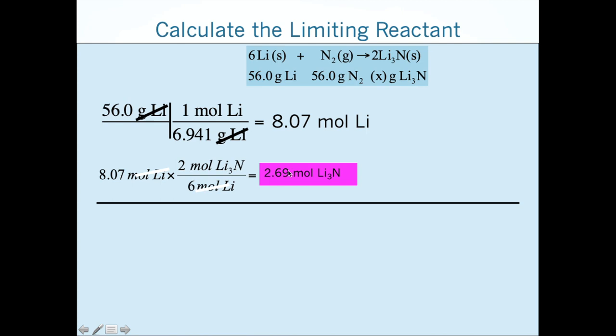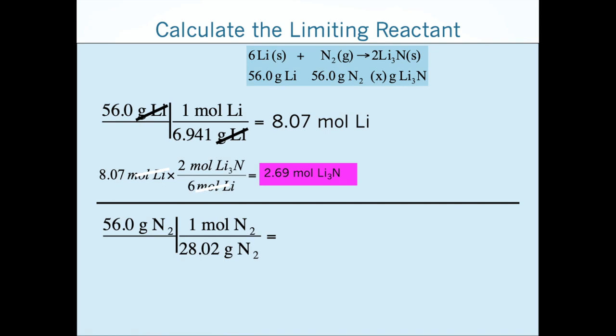So let's just stop here temporarily, and let's move on to the nitrogen and see how much lithium nitride we can get out of that. Well, we've got 56 grams of nitrogen. Of course, we can't stop there. We want to convert to moles of nitrogen. So look up nitrogen in your periodic table, and you'll see that the element nitrogen is 14 grams per mole, but keep in mind that nitrogen molecules are N2, so we've got to double that, so that's 28. So we take our 56, divide by 28 grams per mole, and we get about 2 moles of nitrogen.